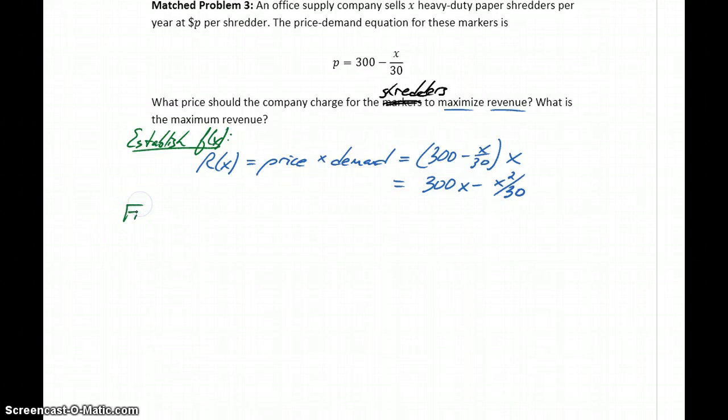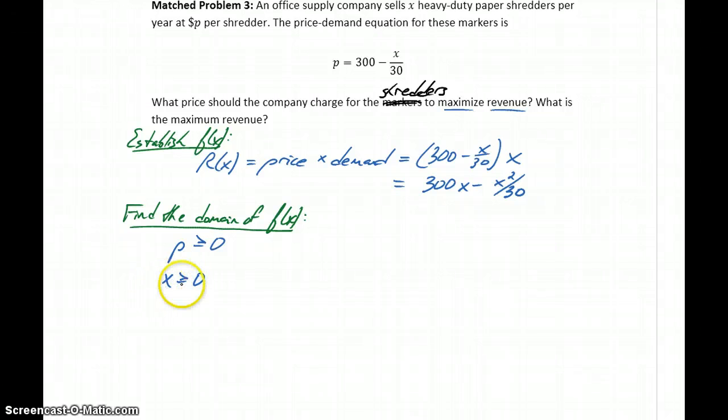The next step is to find the domain of f of x, which is essentially the interval that we're considering this function over. We can start off by realizing that our price has to be greater than or equal to 0, and demand has to be greater than or equal to 0. We're not going to have a negative demand, that would mean we're giving things back to people. We're not going to have a negative price, that would mean we're paying people to take our product.